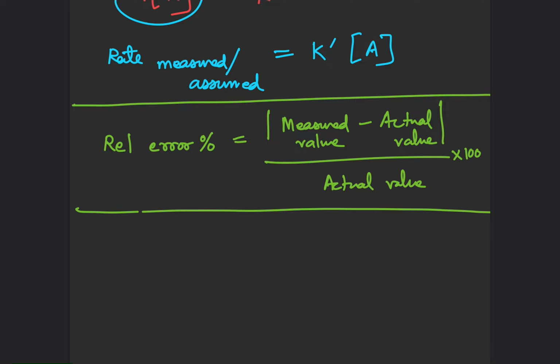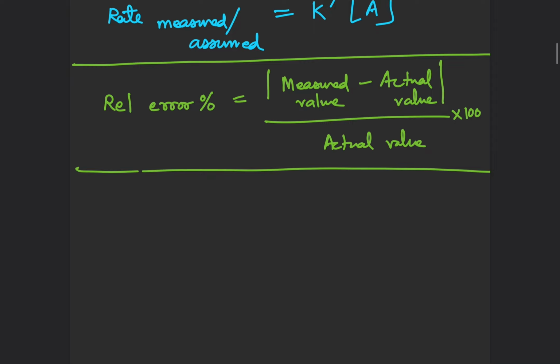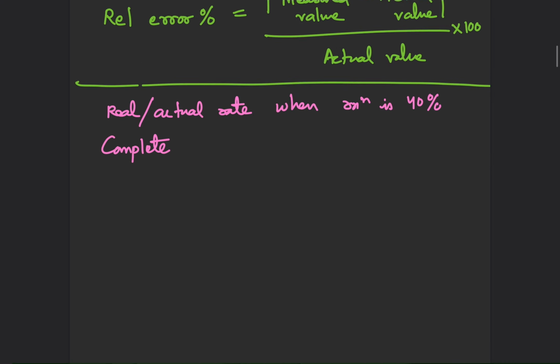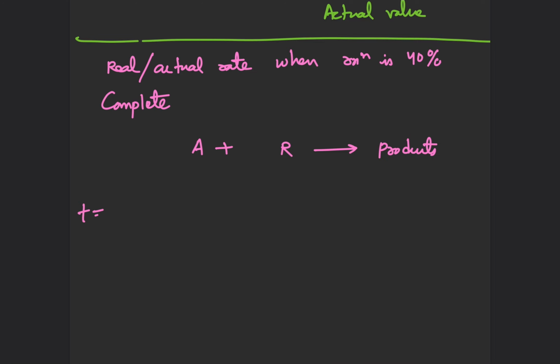Okay. So when the reaction is 40% complete, to find the real or the actual rate. So now first our aim is to find the real or the actual rate when the reaction is 40% complete. So I will write down, we have A plus R giving us products. So at time t equal to 0, let's say that the concentration of A is x, and it is given to us that R is 10 times the concentration of A, 10x.